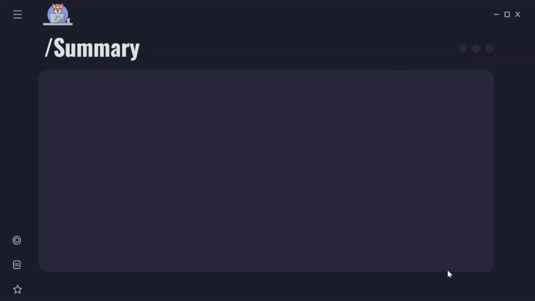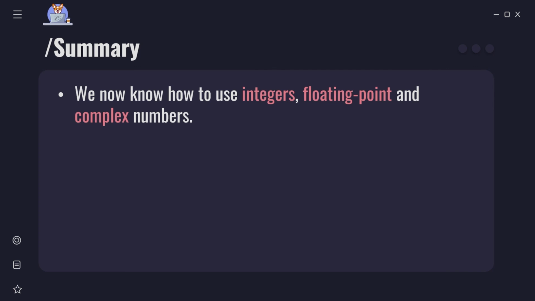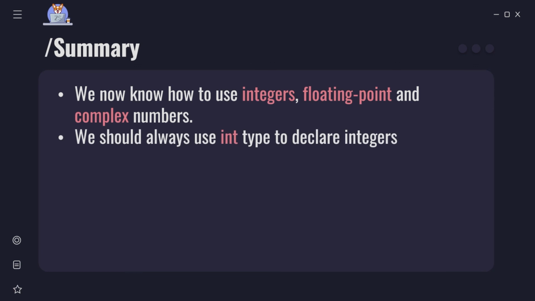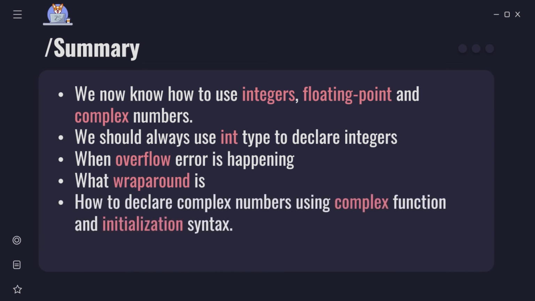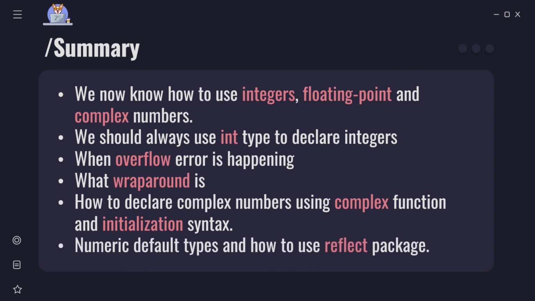In summary, we saw how to use integers, floating point, and complex numbers. We should always use the int type to declare integers unless we have a specific reason to use a size or unsigned integer type. Also, we know when the overflow error is happening and what a wraparound is. We explained how to declare complex numbers using the complex function and initialization syntax. We saw the default values for all numeric types and how to check for types in Golang using the reflect package.